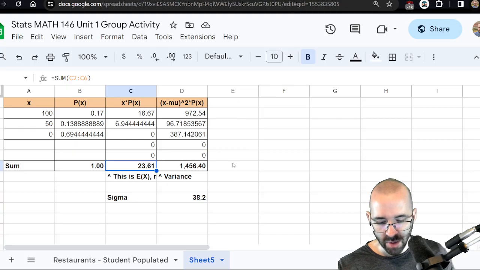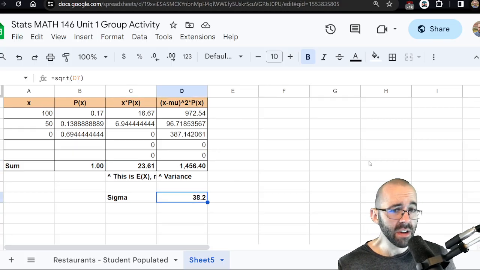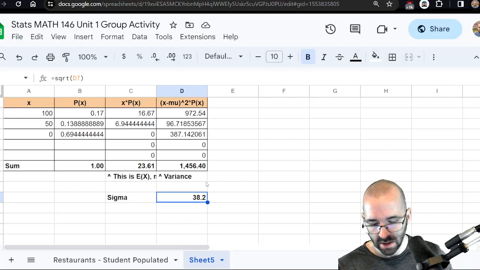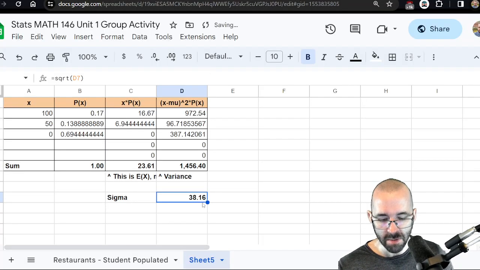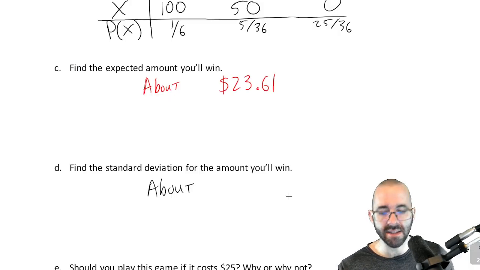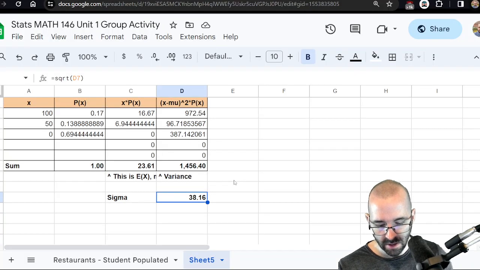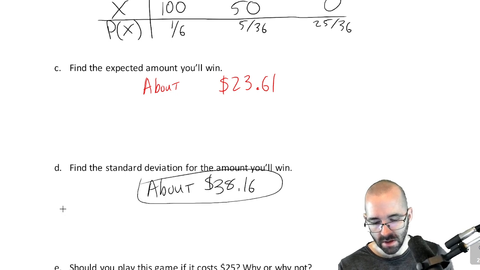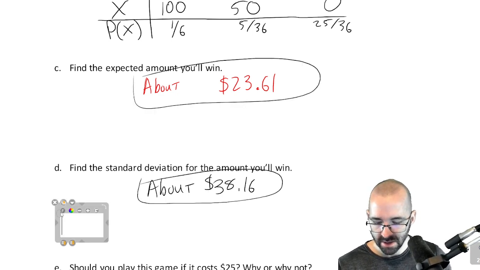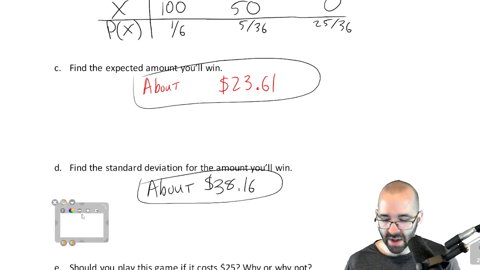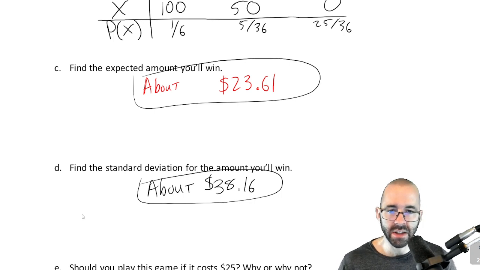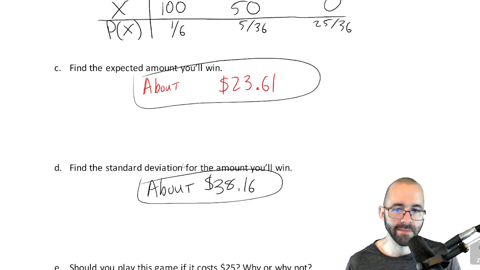What's the standard deviation? Well, we just calculated that with the spreadsheet, about $38.20. And again, we can get more decimal places. We want to round to the nearest cent, so let's say $38.16. And we could put that in a sentence, right? We expect to win $24. This varies by about $38 on average.